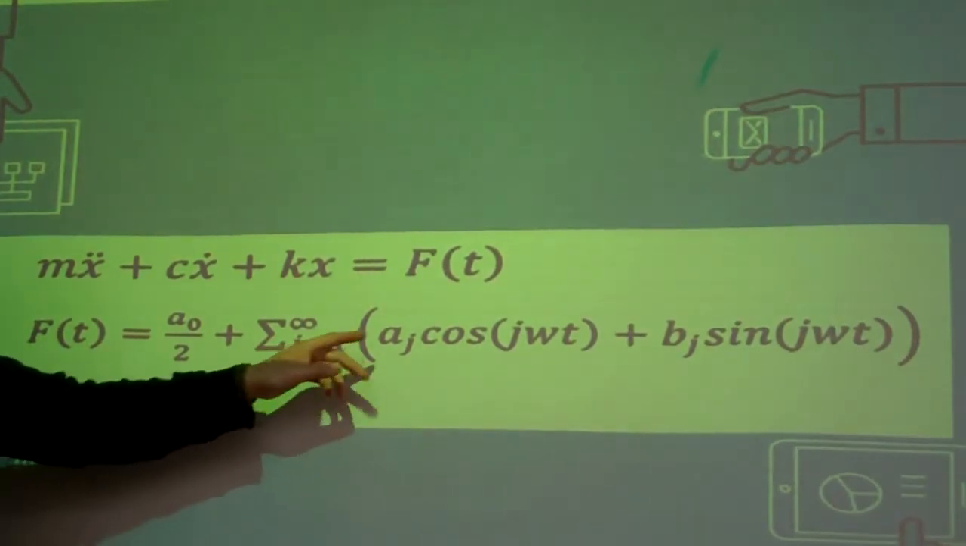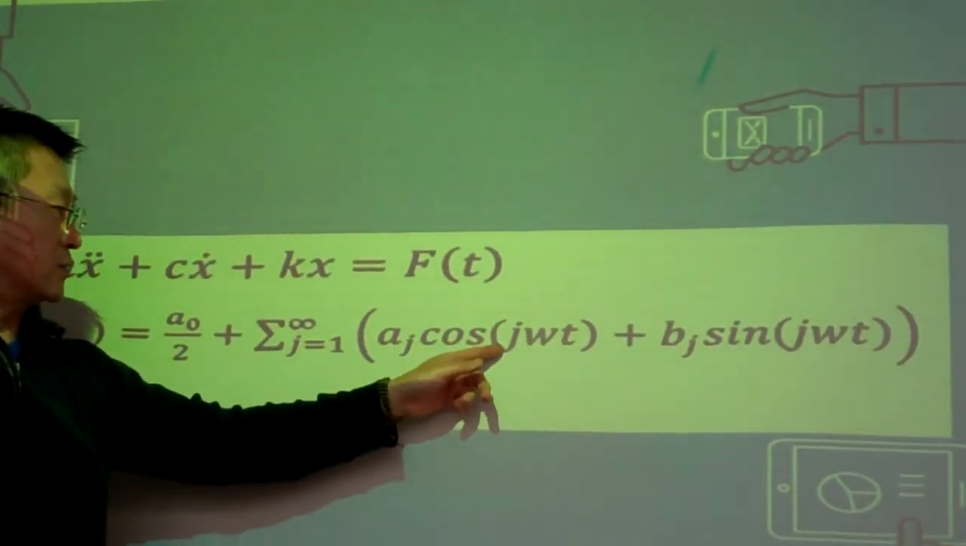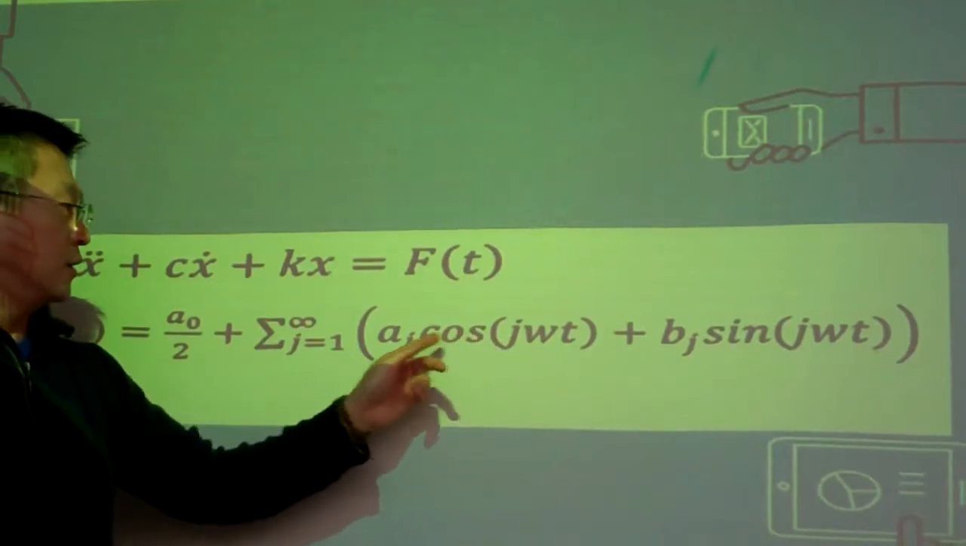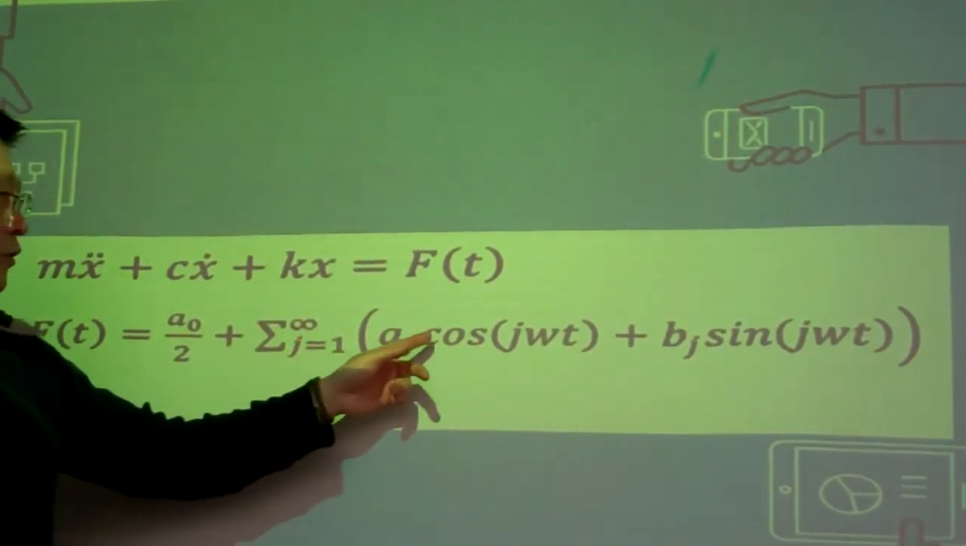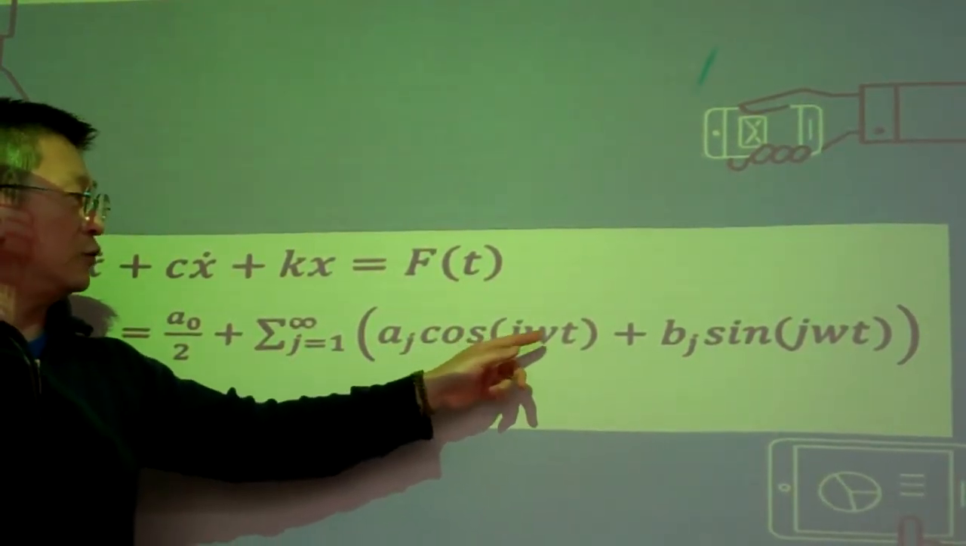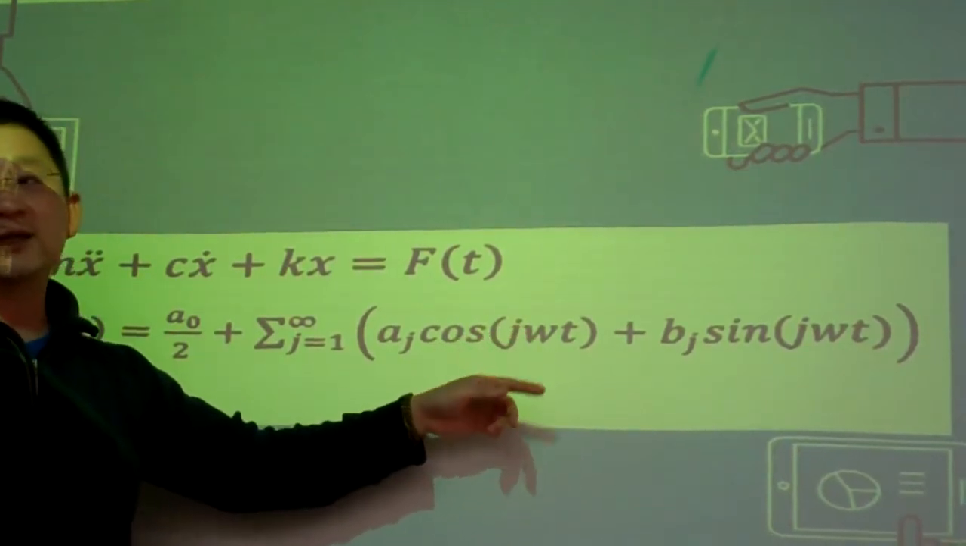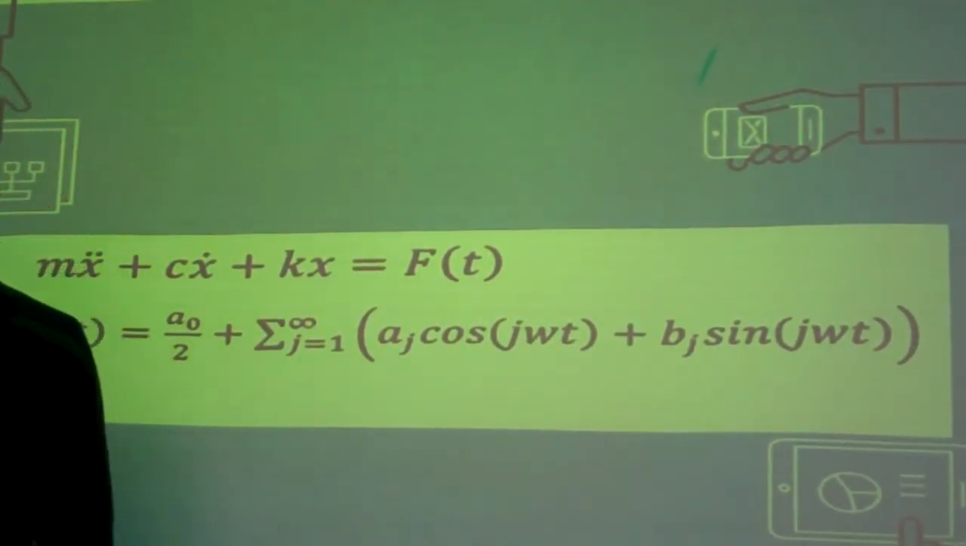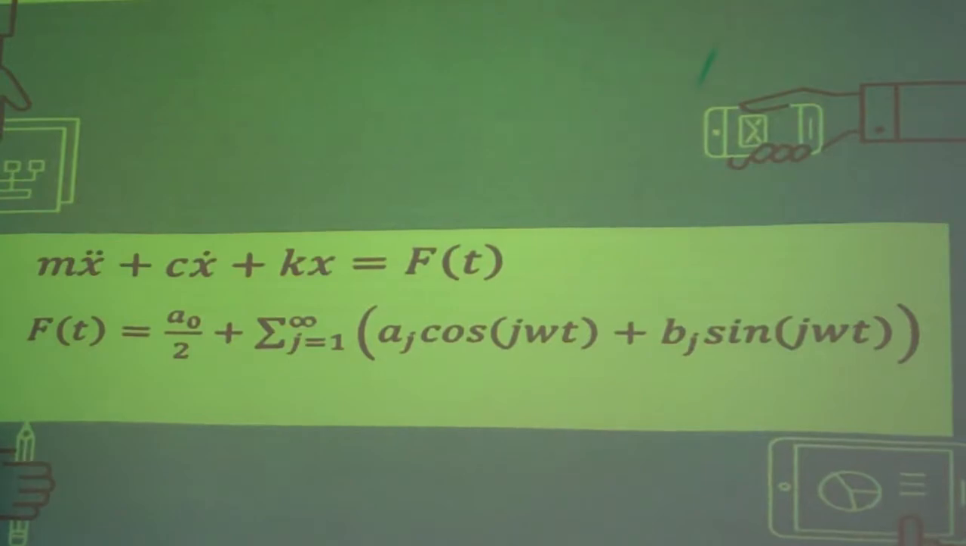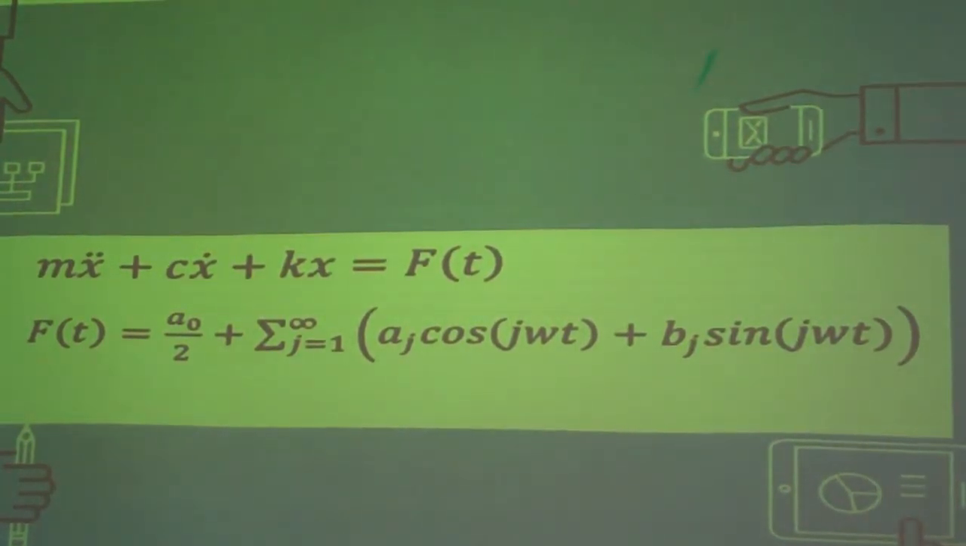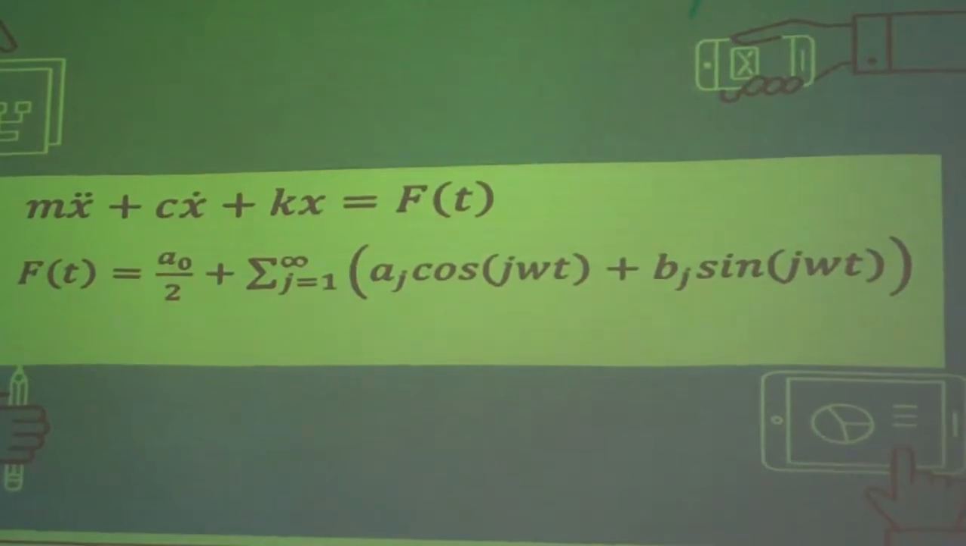For example, with j equal to 1 to infinity: cosine omega t, cosine 2 omega t, cosine 3 omega t, etc. That means we have multiple frequencies. And how do we solve this kind of problem for steady state response?